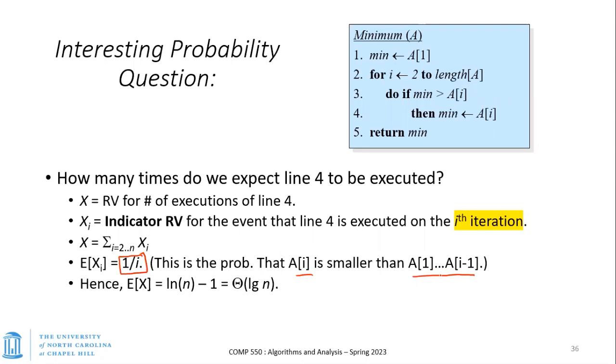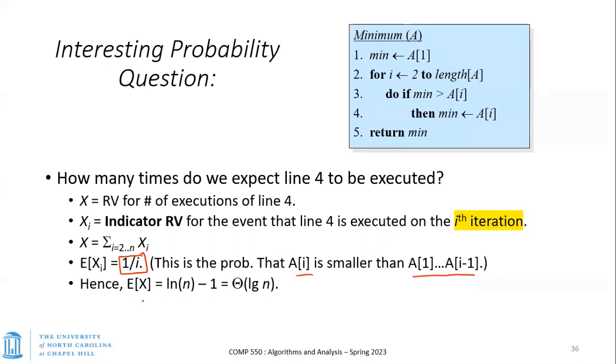Okay, let me repeat that. You have i random numbers, and I'm saying what is the probability that a particular number is the smallest? Since they're all uniformly distributed, the probability should be 1 upon i.